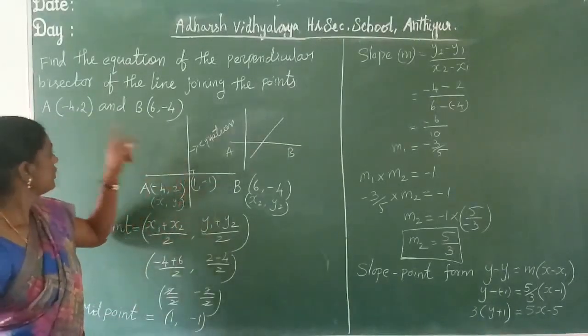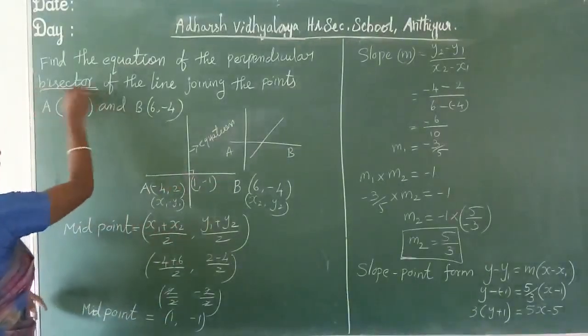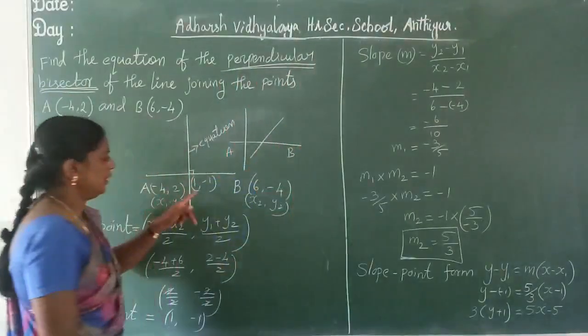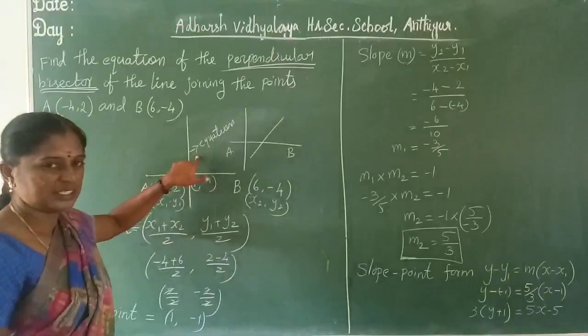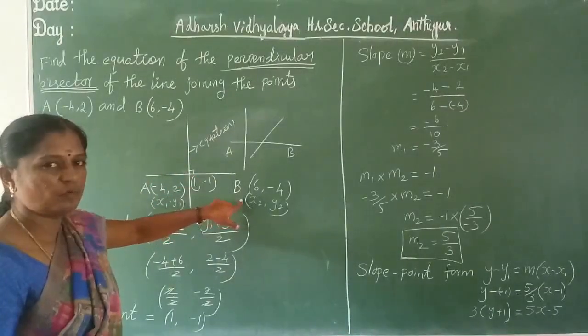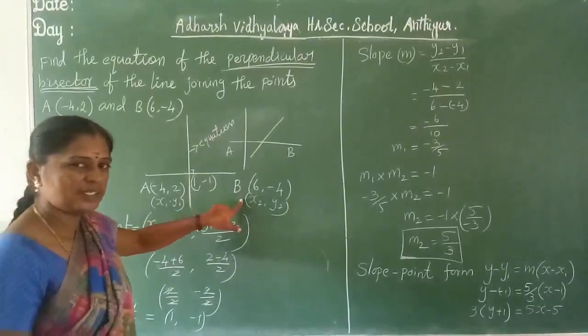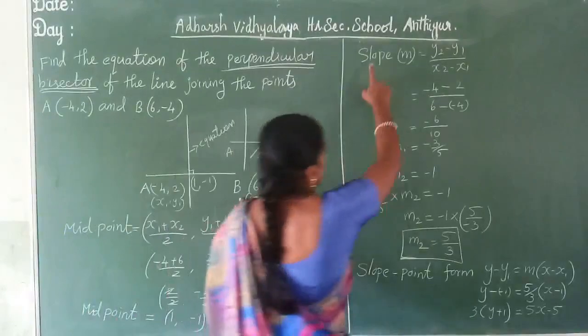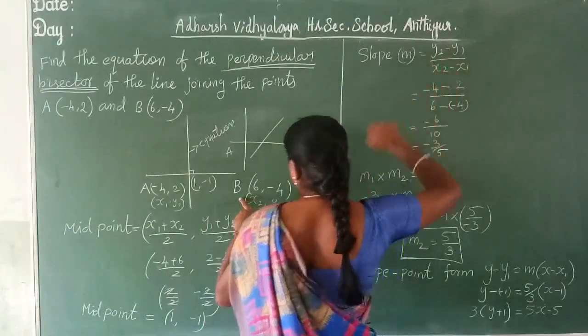Next, the first condition, the bisector, we have used. One more condition is perpendicular. Perpendicular is a slope condition. Here 2 points are given, so we use the slope formula, (y2 minus y1) by (x2 minus x1). Write the formula and substitute.